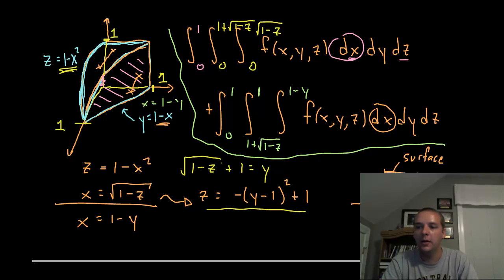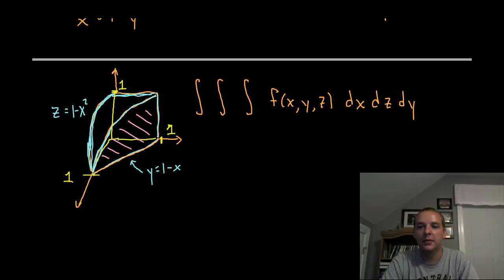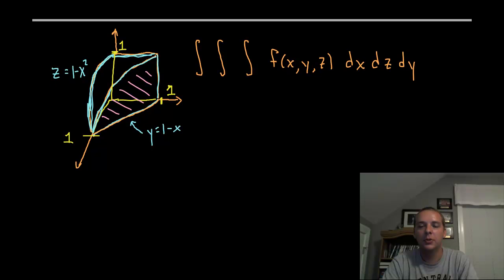All right. Let's see here. Looks like we got one more. Let's push on through. Dx, dz, dy. So here we go. Y is the outermost limit. They go from 0 to 1.